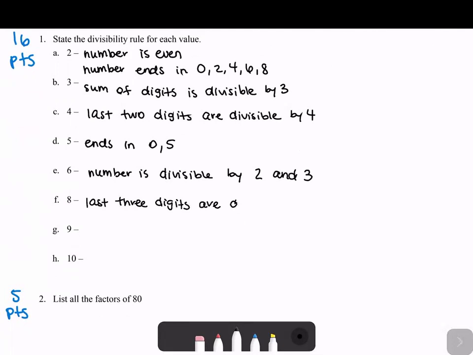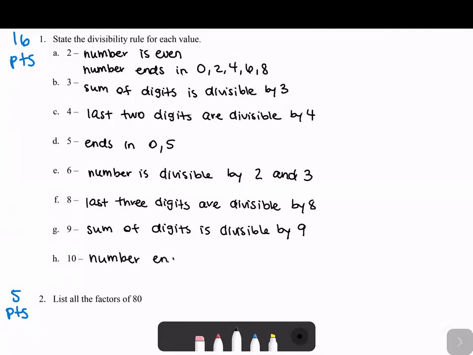The divisibility rule for 8 is that the last 3 digits are divisible by 8. The divisibility rule for 9 is that the sum of the digits is divisible by 9. And lastly, the divisibility rule for 10 is that the number ends in 0. So these are all just the basic divisibility rules.